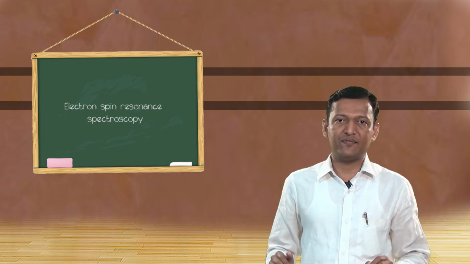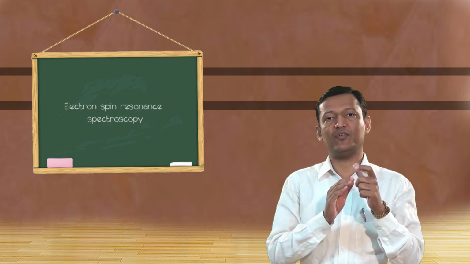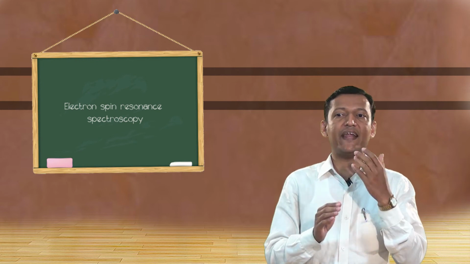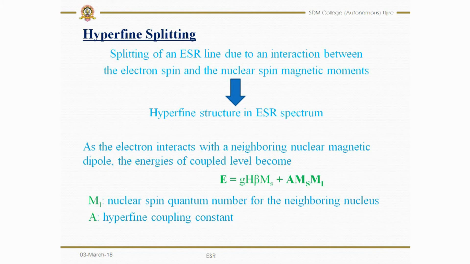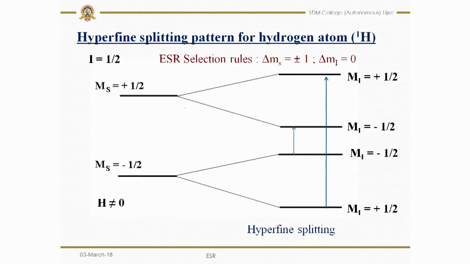Now because of this hyperfine splitting, or because of this interaction between the nuclear spin and electron spin, the energies of the coupled levels are not g H beta ms; we need to include the interaction energy also. So the energy of the coupled level becomes equal to g H beta ms plus A into ms mi, where A is the hyperfine coupling constant and mi is the magnetic nuclear quantum number of the nucleus with which the unpaired electron interacts. In this way we can find the energies of the coupled levels using this expression.